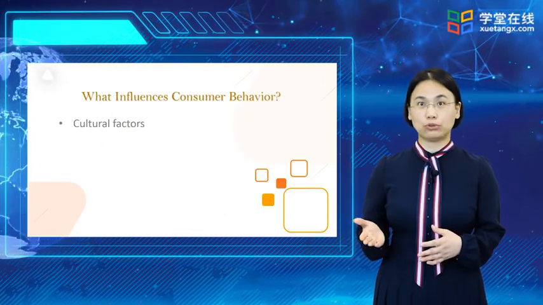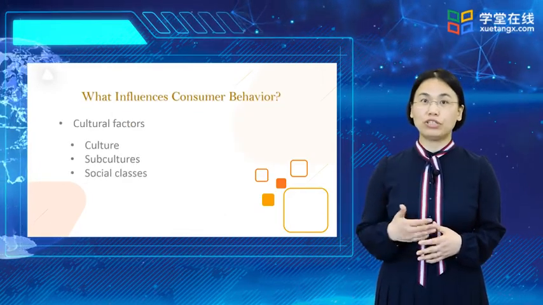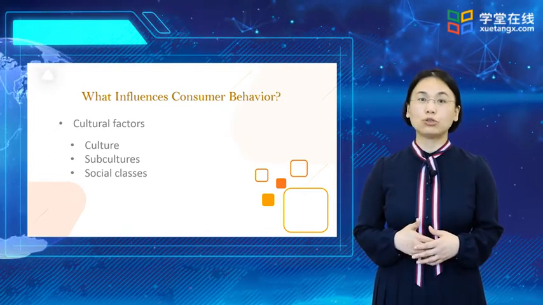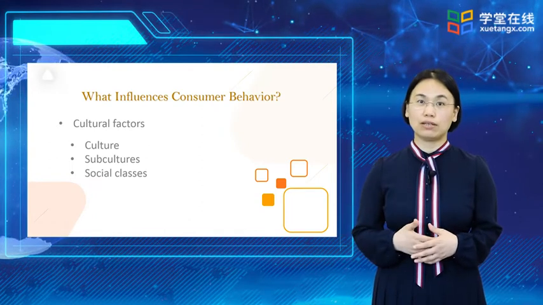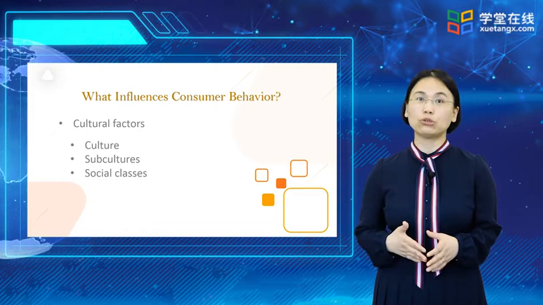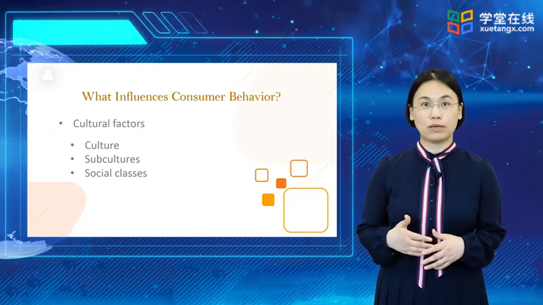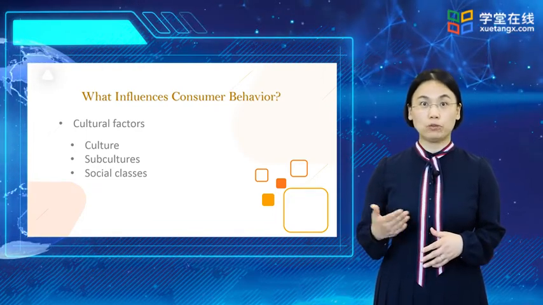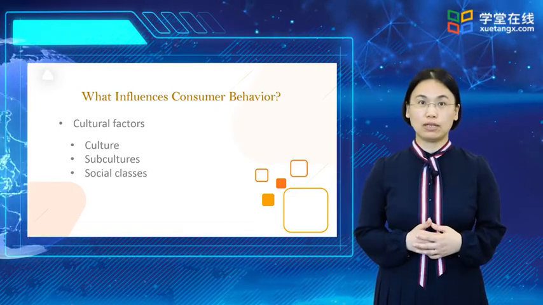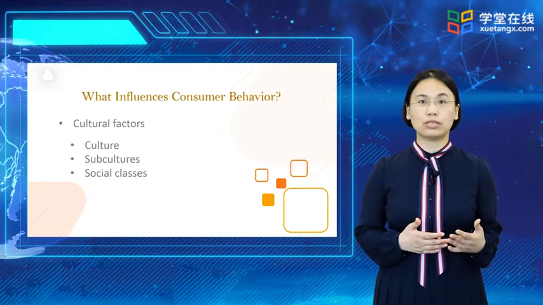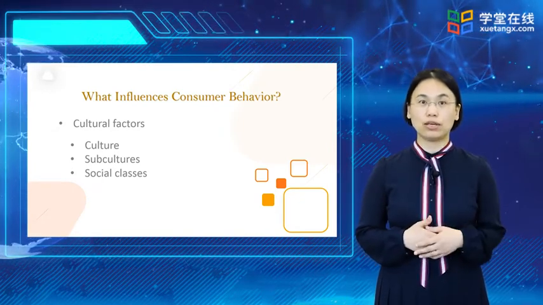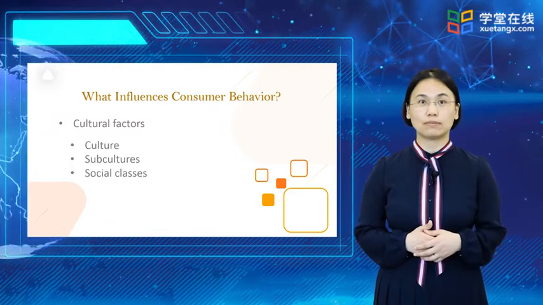Culture, subculture, and social class are particularly important influences on consumer buying behavior. Culture is a fundamental determinant of a person's wants and behavior. Each culture consists of smaller subcultures that provide more specific identification and socialization for their members. Subcultures include nationalities, religions, racial groups, and geographic regions.